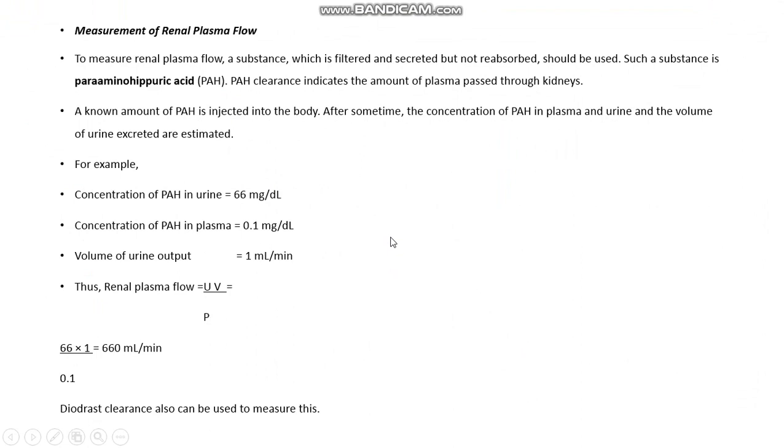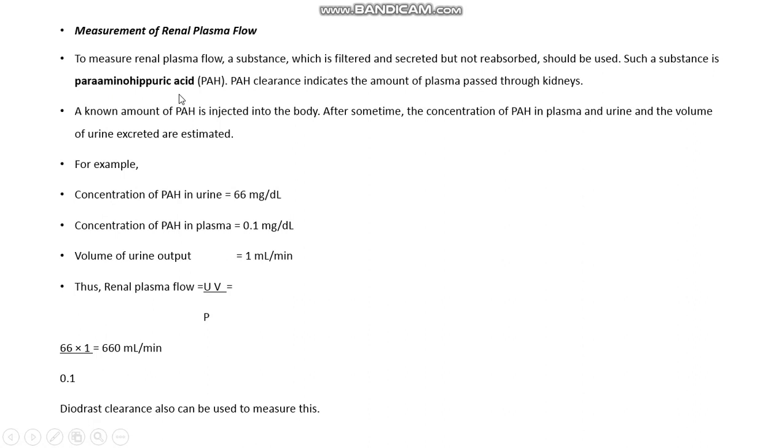Okay, dear students, now we can see the measurement of renal plasma flow. Here one example is given. Concentration of para-amino hippuric acid in urine is 66 milligram per dl. Concentration of PAH in plasma is 0.1 milligram per dl, and volume of urine output is 1 ml per minute. Means renal plasma flow is equal to UV by P, which is equal to 66 into 1 divided by 0.1, equal to 660 ml per minute. So that is the renal plasma flow.